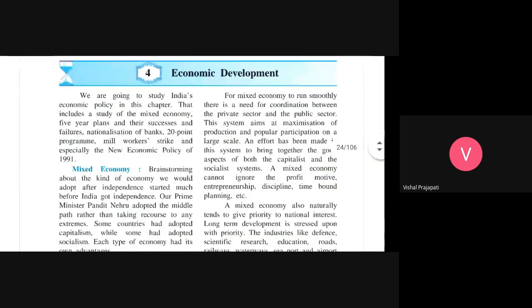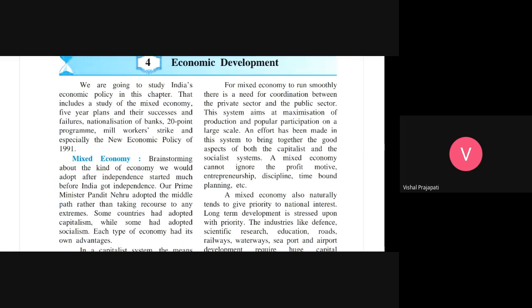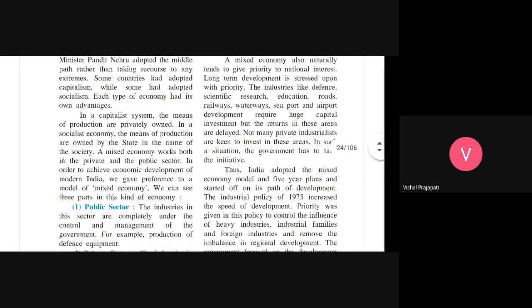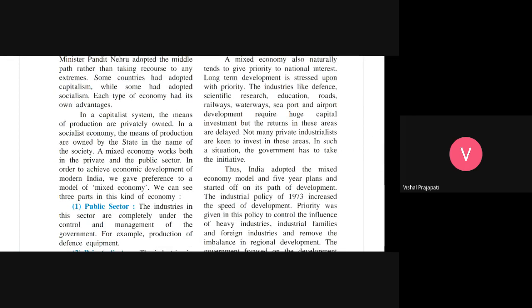After that, we studied what is important for the mixed type of economy to run smoothly. There should be proper coordination between the private sector and the public sector, because after all, a mixed type economy consists of the private and public sector. It is a mixture of that. The system aims at maximization of production and popular participation on a large scale. All right. So all these things we have studied. A mixed economy also naturally tends to give priority to national interest.